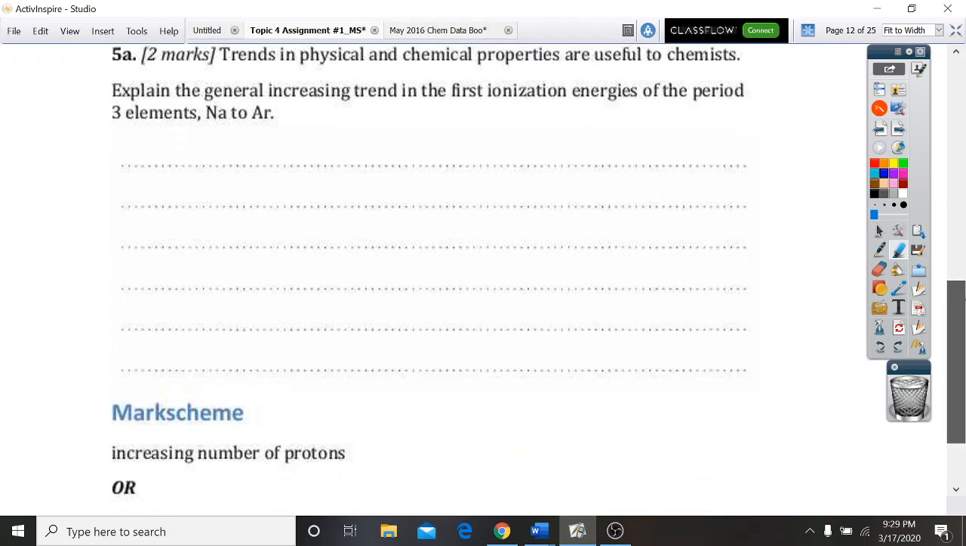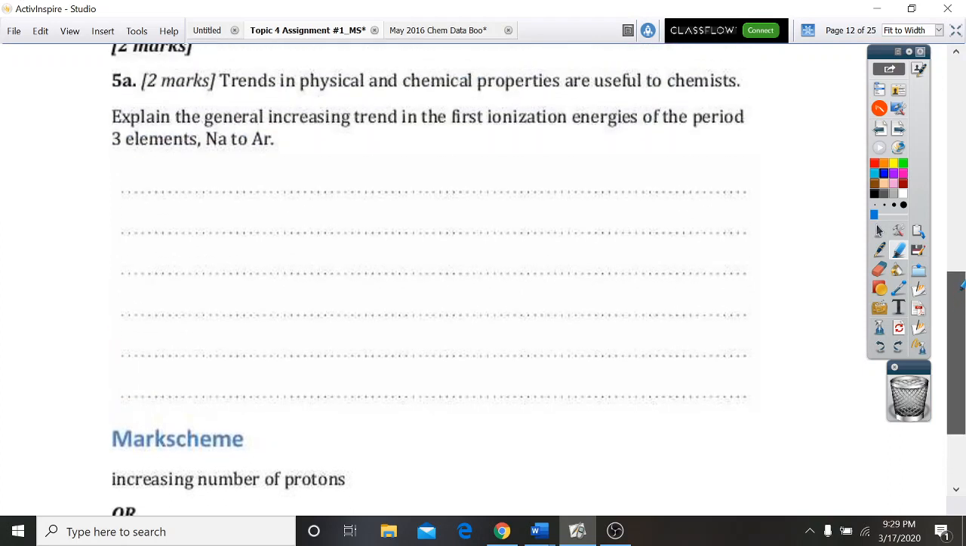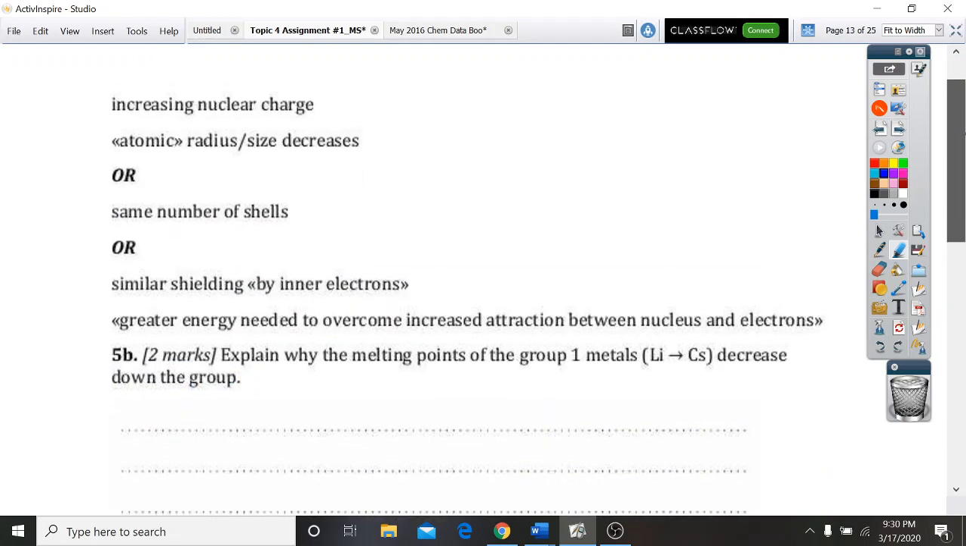Here, I feel like you guys are pretty good. In order to explain the general increasing trend in first ionization across a period, you definitely have to refer to the radius. The radius of every atom gets smaller because it gets 1 more proton successively, and thus every element increases in its effective nuclear charge, which is going to make it more difficult to remove electrons. So that means the atoms over on the right side of the periodic table will require more ionization energy to release their electrons.